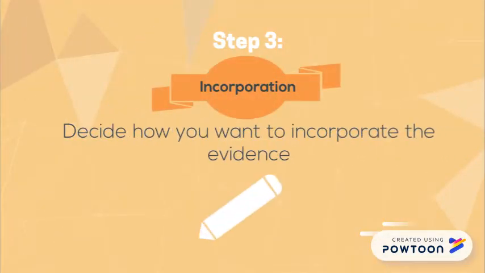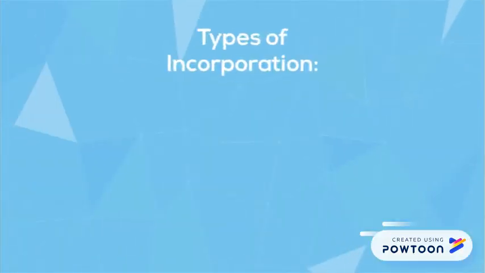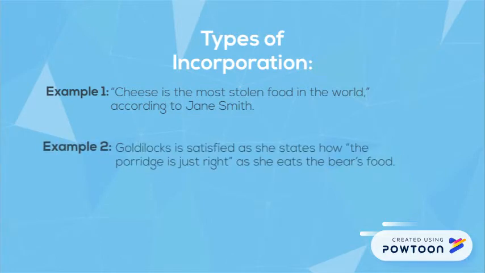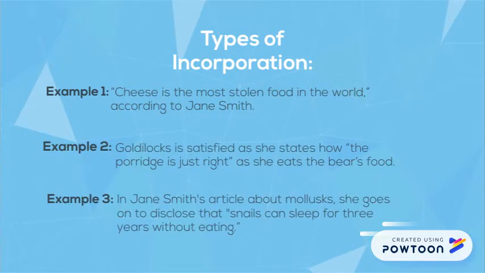Step 3 of weaving is to decide how you want to incorporate the evidence. There are 4 different ways to incorporate evidence in writing. Types of evidence incorporation include putting the quotations in the beginning of the sentence, like example 1, middle of the sentence, like example 2, or end of the sentence, like example 3.